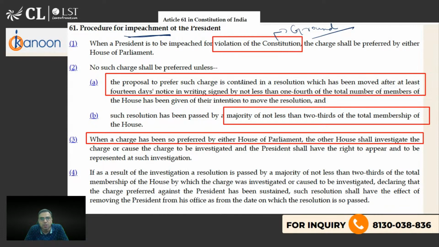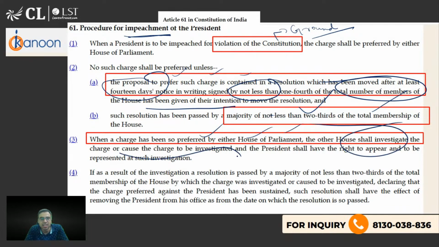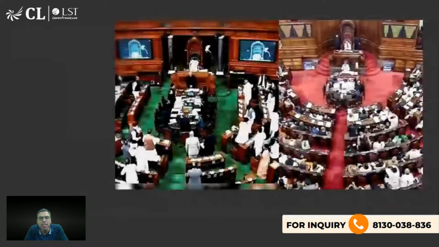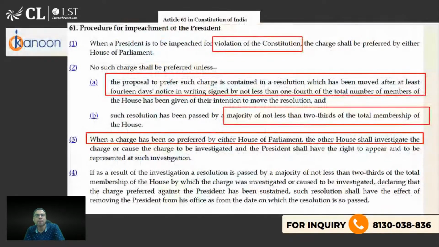है ना. So here it is written, the proposal to prefer such charges contained in the resolution has been at least 14 days in writing of not less than 1/4 of the total members of the House has given attention. Such resolution has been passed by not less than 2/3 of the total membership, and when a charge has been so preferred by the other house shall investigate the charge. अब इसका मैं थोड़ा सा बता देता हूँ, you should know it. तो एक्चुअली क्या पहले क्या लिखा है?